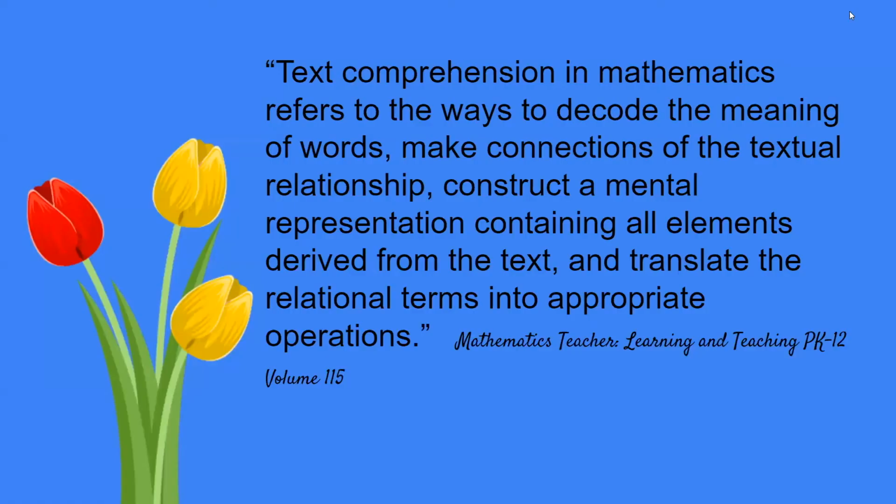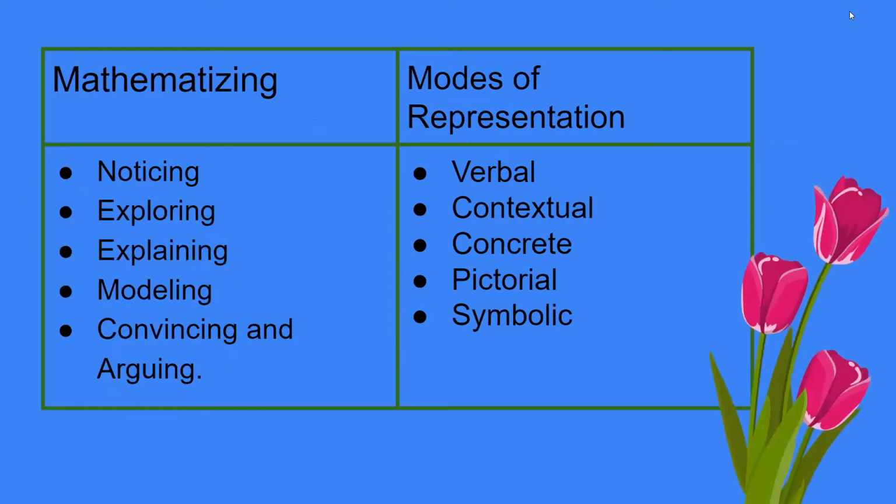Text comprehension in mathematics refers to the way that we decode the meaning of words. Too many times when we're doing word problems, we teach them keywords, right? Left means subtract. We talk about groups always being multiplication. That's not true. We have to really make sure that they understand the relationship and they have some kind of representation that goes with those problems. So we need to start creating a mental representation so that they can see what's happening in the problem. We're going to talk about that today and how we do that. Or we need to make sure that they can translate the terms and they know what's being asked in the problem.